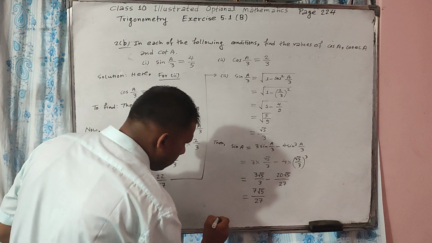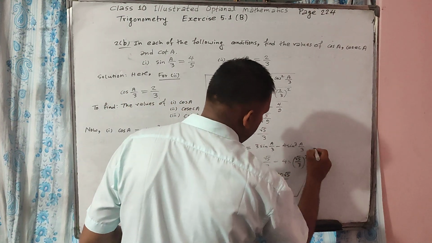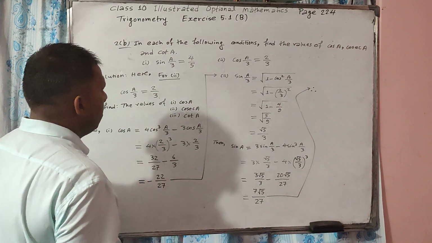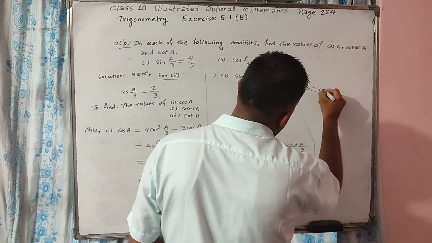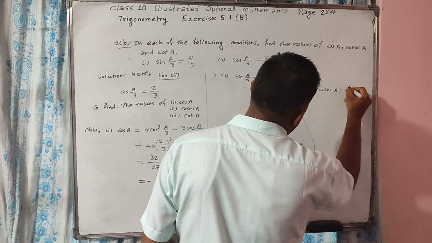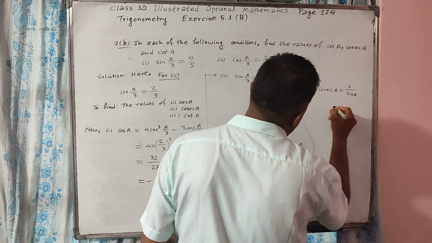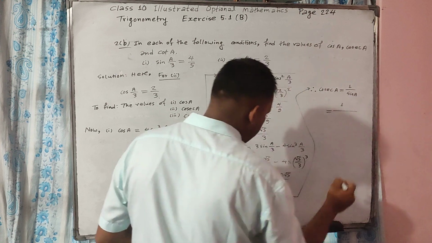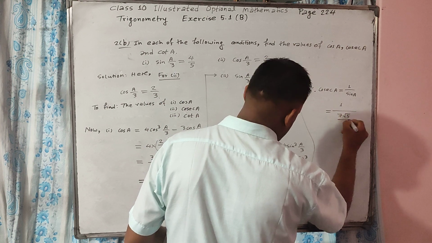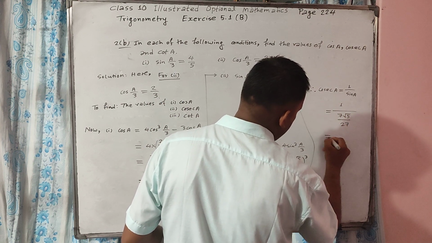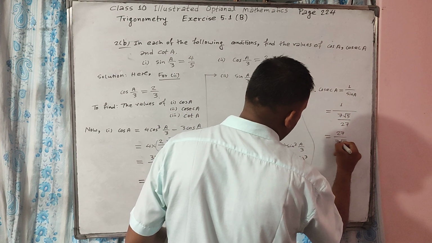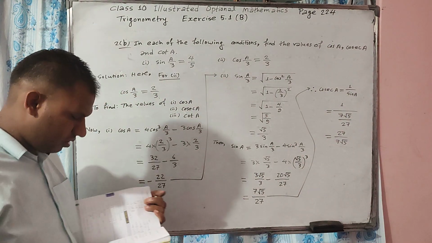Therefore, cosec A equal to 1 upon sin A, equal to 1 upon 7 root 5 upon 27, equal to 27 by 7 root 5. This is the value of cosec A.